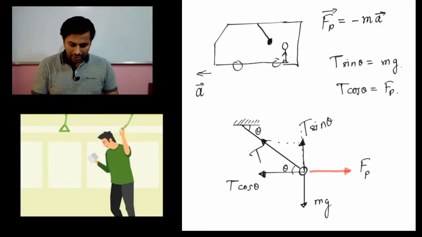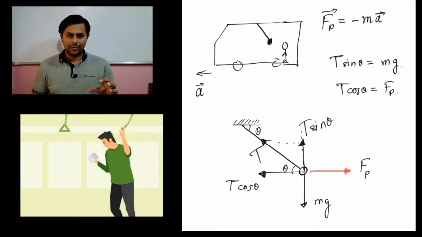So the pseudo force to be applied on a body in order to explain the motion of a body in a non-inertial frame of reference is F p bar equals minus m multiplied by a bar. And what is a bar? a bar is the acceleration of this non-inertial frame of reference. It is non-inertial frame of reference.